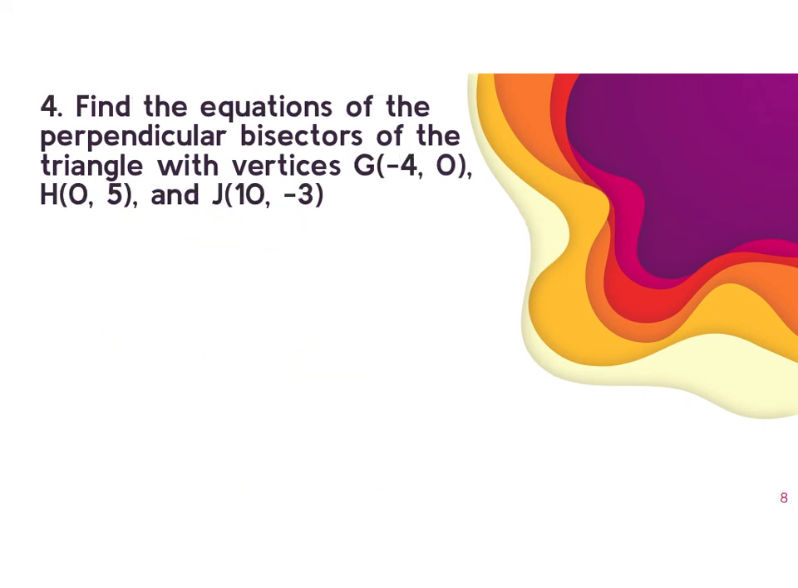All right, in our fourth example, we are again finding the equations of the perpendicular bisectors of the triangle with vertices G, H, and J. So again, just like before, we need to find the slope, the perpendicular slope, and our midpoint. We are going to be looking at GH, GJ, and HJ.